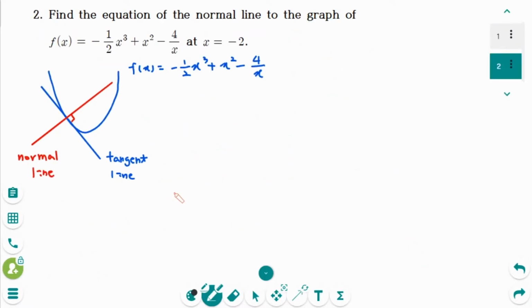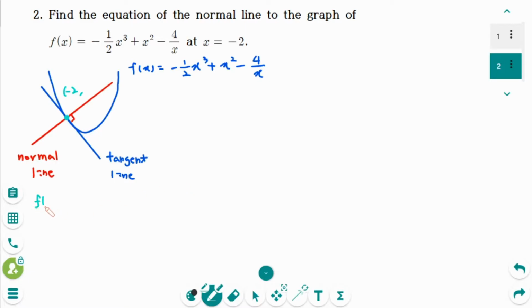Suppose here is a part of a graph of f of x. The tangent line is here. This is the normal line. The point on the curve where the x coordinate is minus 2. We need the y coordinate of this point.